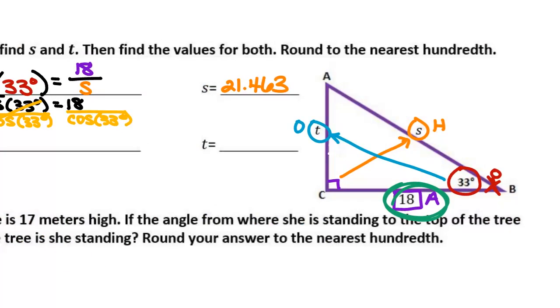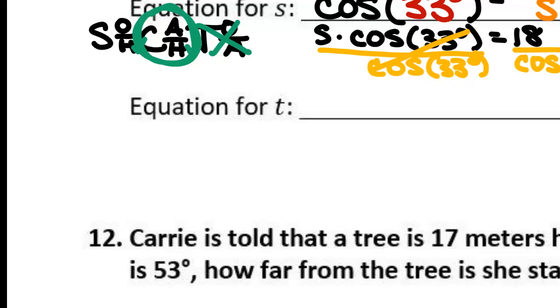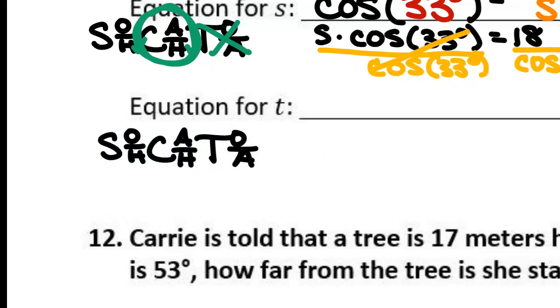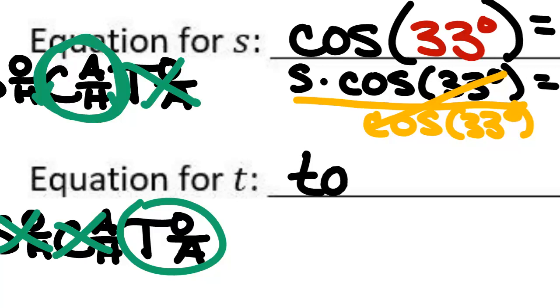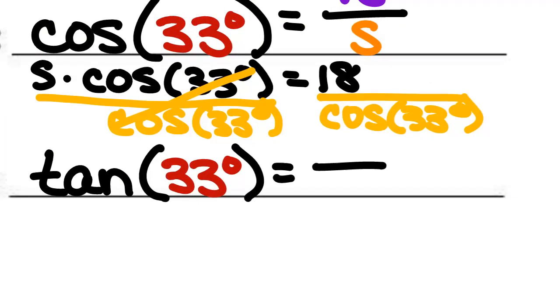To find T, T is my opposite side, and I know the adjacent side. So opposite and adjacent means that I would be using tangent. So the equation to find T would be tangent of 33 degrees is equal to opposite, which is T, over adjacent, which is 18.